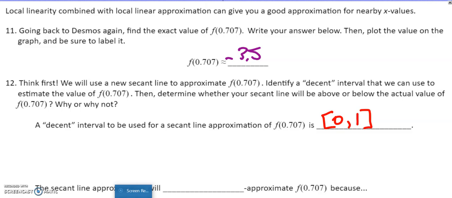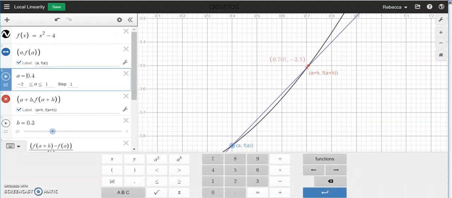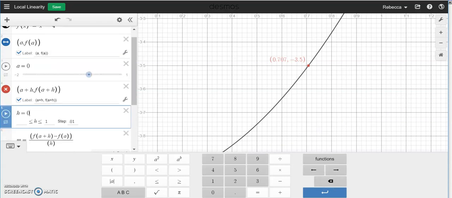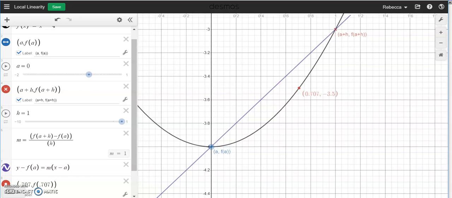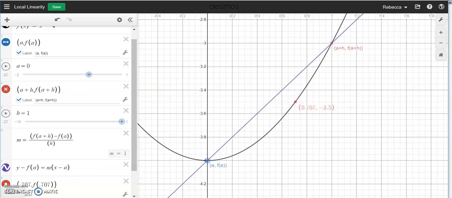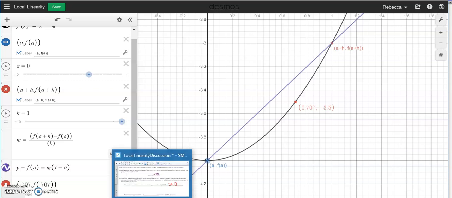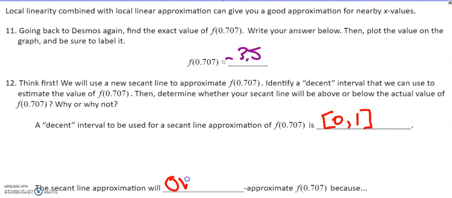And so thinking about 0 to 1, I'm going to let A be 0, and I'm going to let h be equal to 1, so we take a step of 1 out to the side. You might have a different interval. That is totally okay. Don't panic. But hopefully your graph looked something like this, and you saw this purple line right here. This purple line is going to overestimate what's actually happening along our black curve. So the secant line will over-approximate because it is higher up on our y values the way our graph is curving.